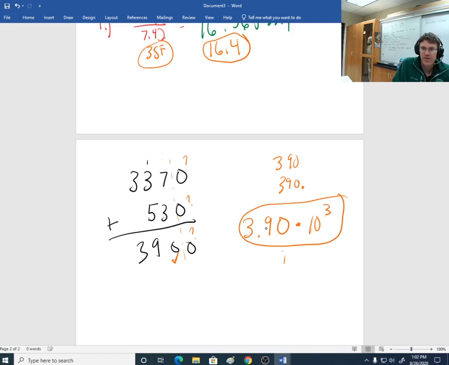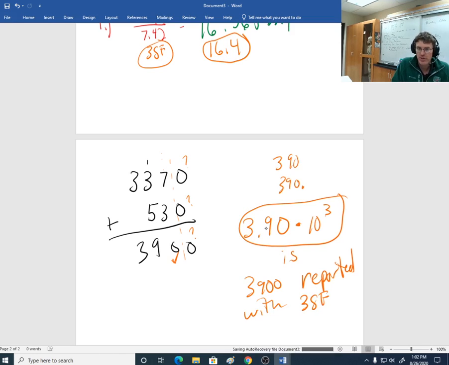This is 3,900 reported with 3 sig figs. 3,900, if you wrote it like that, would only be 2 sig figs because those zeros wouldn't count. You're trying to represent that to let people know that you know 3 significant figures. So scientific notation is the only way to represent 3,900 to 3 significant figures. Scientific notation is a beautiful way to write an answer or a number to the correct number of significant figures. Thank you.